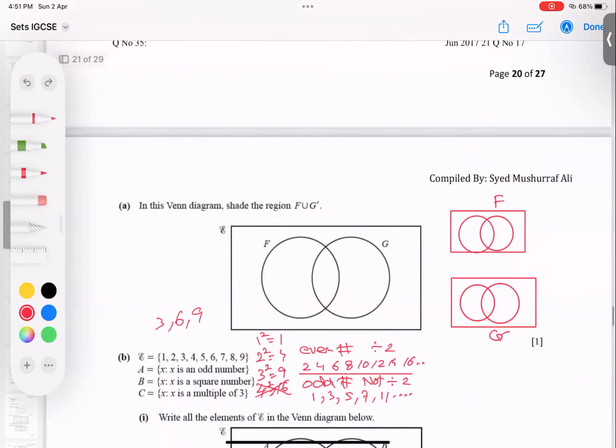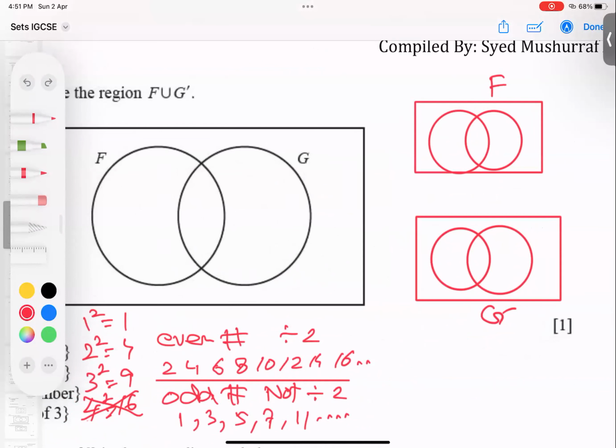Okay, here. So when I make union here, what is F? Every person knows about it. F means the circle of F. Circle of F is the left-hand circle. Done. Okay. And G complement means except the G circle, shade everything.